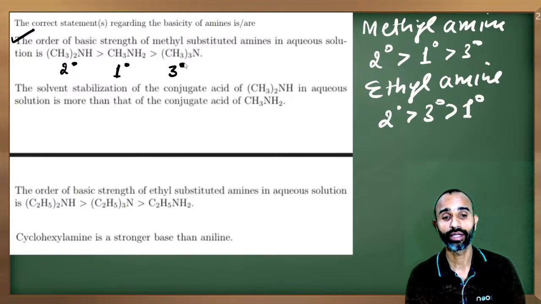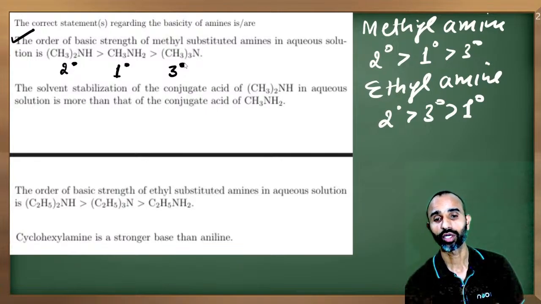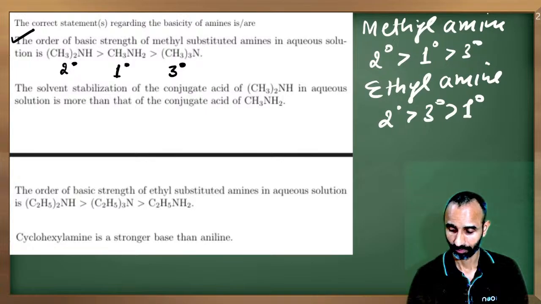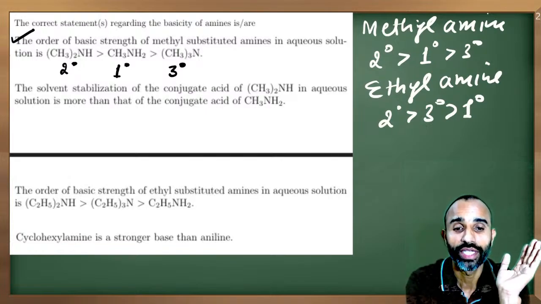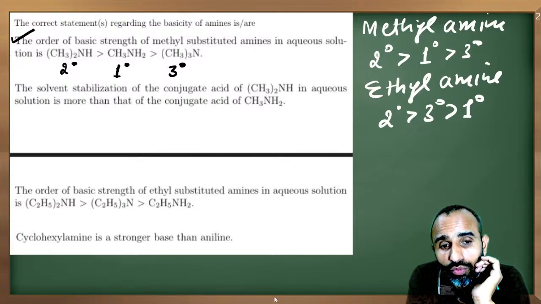Next is solvent stabilization of the conjugate acid of dimethylamine in aqueous solution is more than that of the conjugate acid of methylamine. Is it correct or wrong? The question is solvent stabilization of the conjugate acid of dimethylamine and the conjugate acid of methylamine. Which one is more stable?